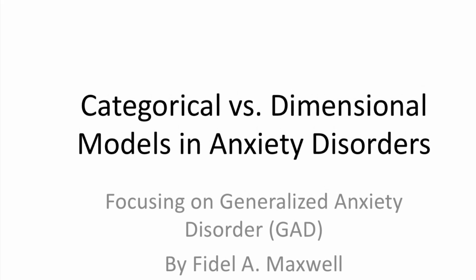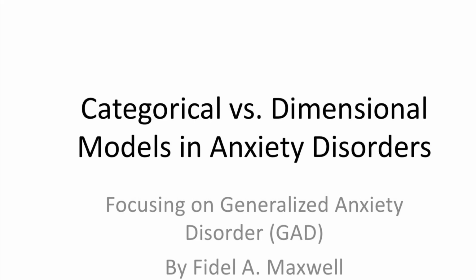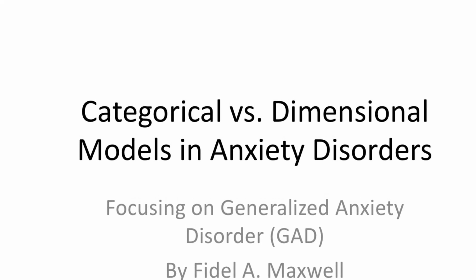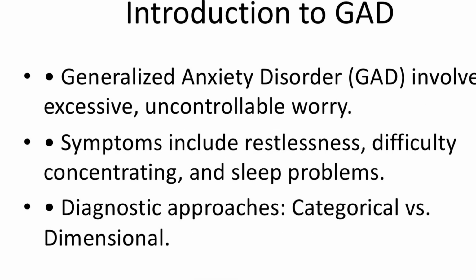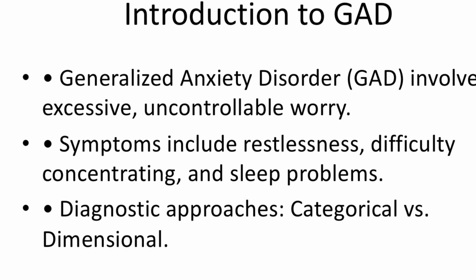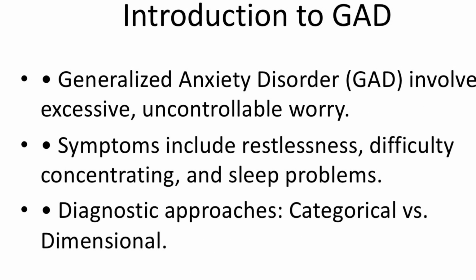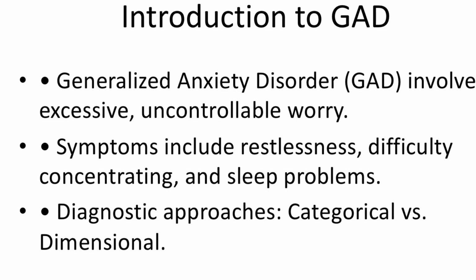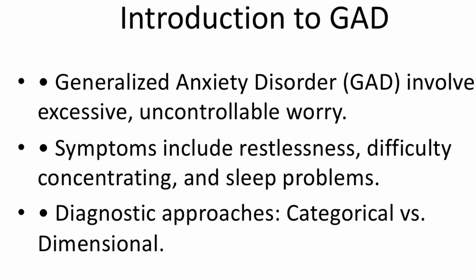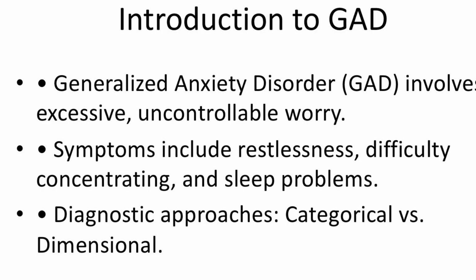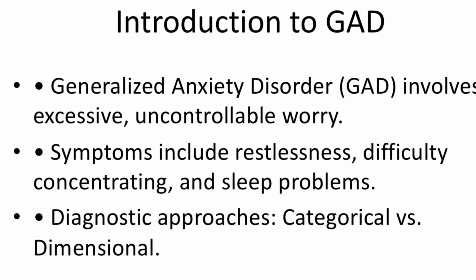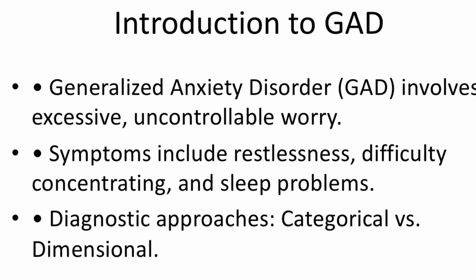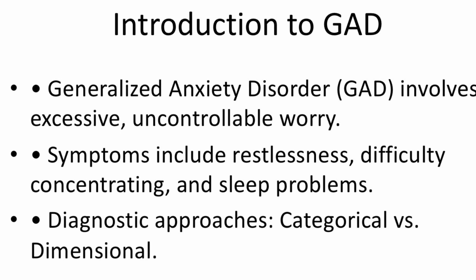When considering how best to visualize and treat generalized anxiety disorder, we have two options. The traditional categorical model, where someone either meets the DSM-5 criteria or they don't, and the dimensional model, which views anxiety symptoms along a continuum. As a psychologist, I would favor the dimensional model for treating generalized anxiety disorder.